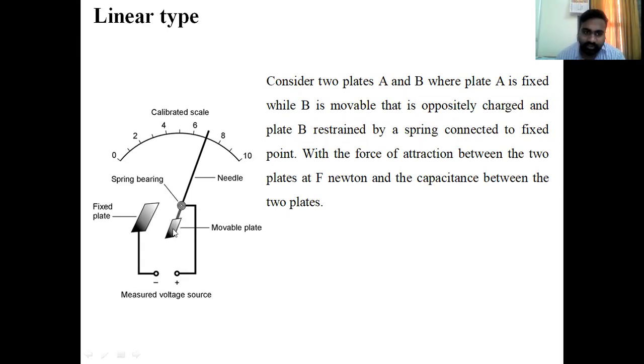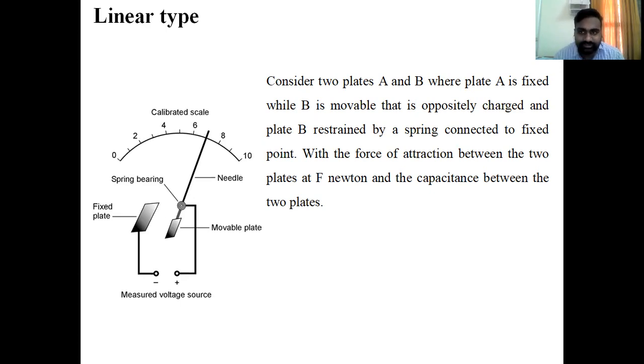See, next to the moving plate, you are having a gray type thing. This is nothing but the moving plate. Okay, and next we have the needle. This is nothing but the spring, with respect to the bearing, spring bearing. So this is about the construction, and this is nothing but a calibrated scale. This is a calibrated scale.